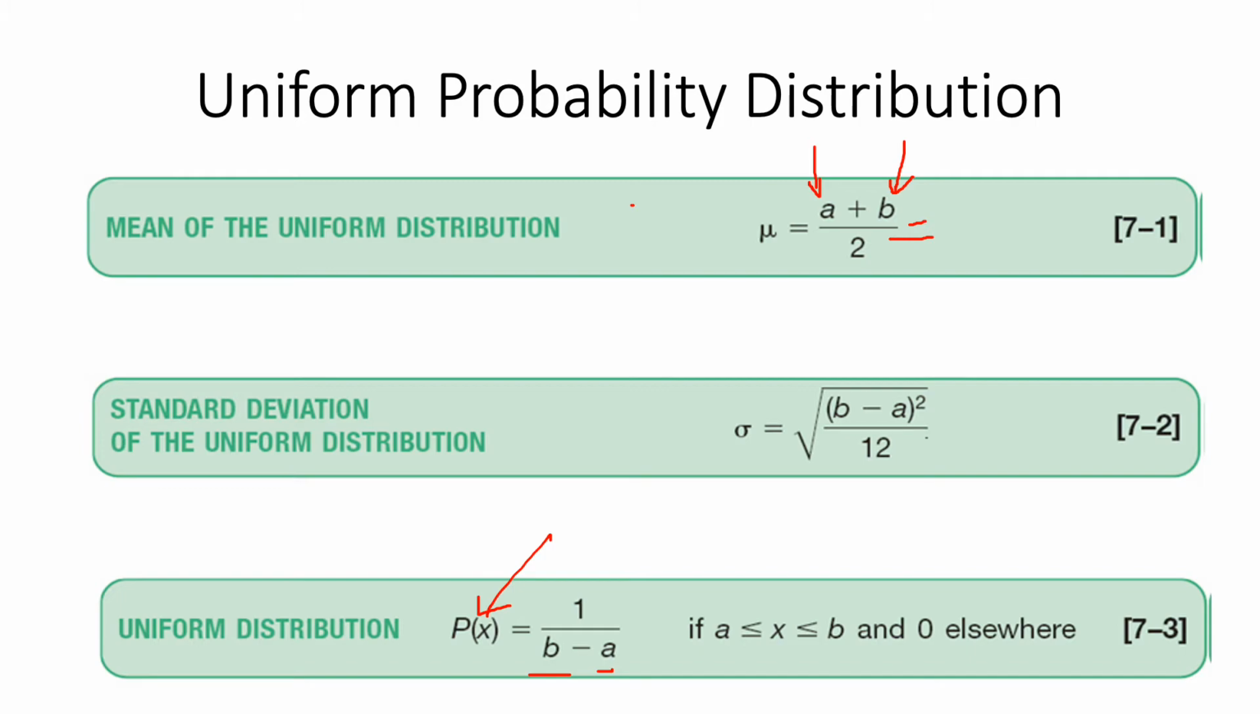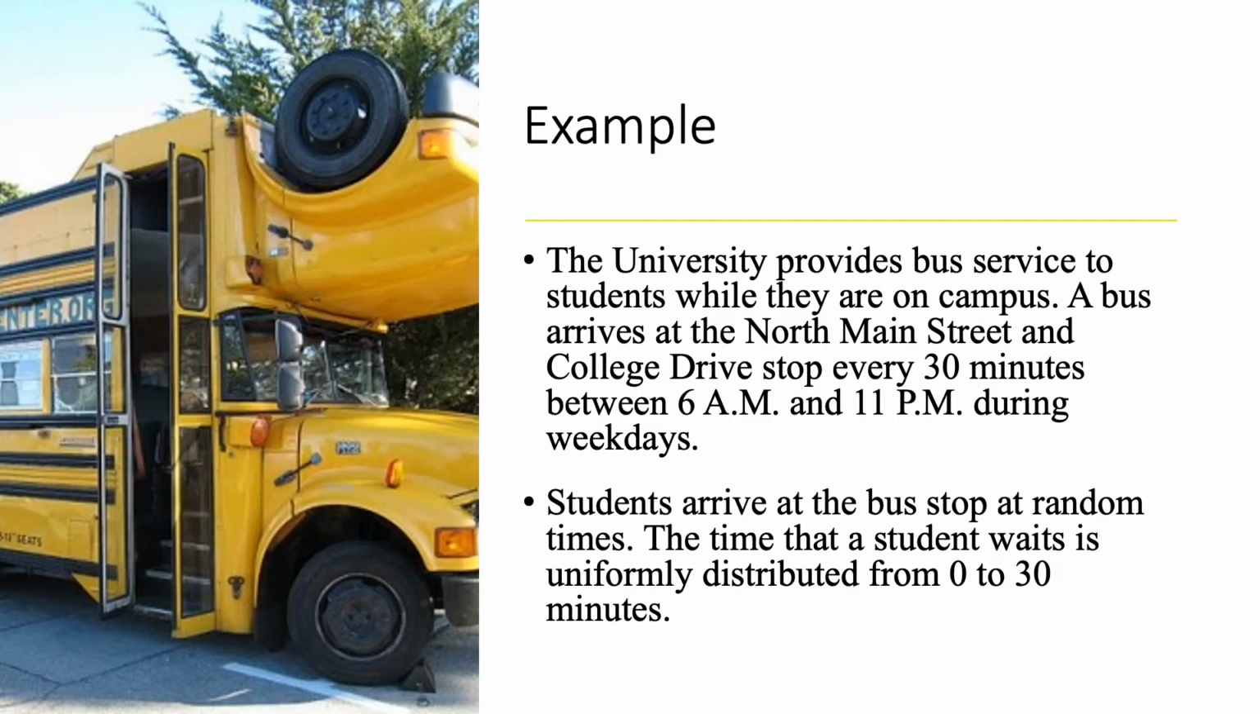Let's work through this with an example. Here's our example. A university provides bus service to students while they are on campus. A bus arrives at the North Main Street College Drive stop every 30 minutes between 6 a.m. and 11 p.m. Students arrive at the bus stop at random times. The time a student waits is uniformly distributed between 0 and 30 minutes.